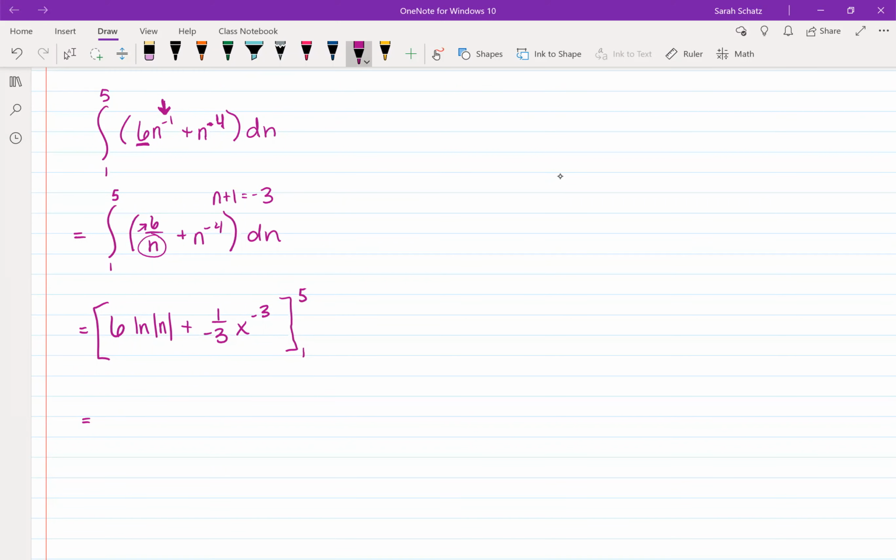Okay, so there's not really any simplifying here to do, so I'm just going to get the 1 and 5 straight in there. So first let's put 5 in and get 6 times the natural log of the absolute value of 5. Now 5 is already positive, so in my next line I could drop the absolute values, but I'm going to leave them here. So this is plus, and then I have this -1/3. Let's just call that -1/3 times 5 to the -3. So I put the 5 in everywhere.